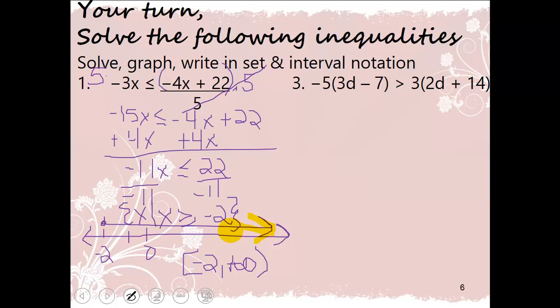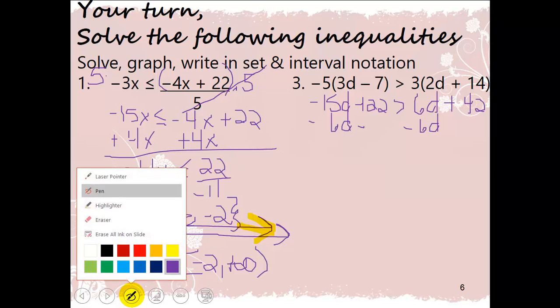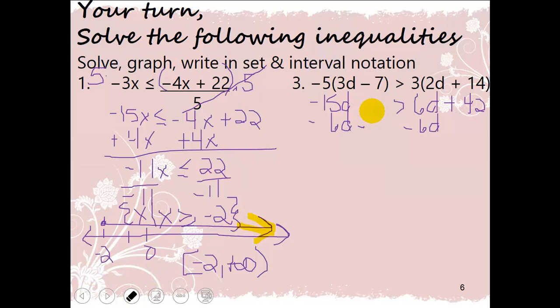All right, how'd you do? Number 3, negative 15d plus 22. This is a distributive property. 6d plus 42. I'm going to subtract 6d, and I'm going to subtract, well, I don't know what I wrote there. How's that? Should be plus 35. And I'm going to subtract 35 from both sides.